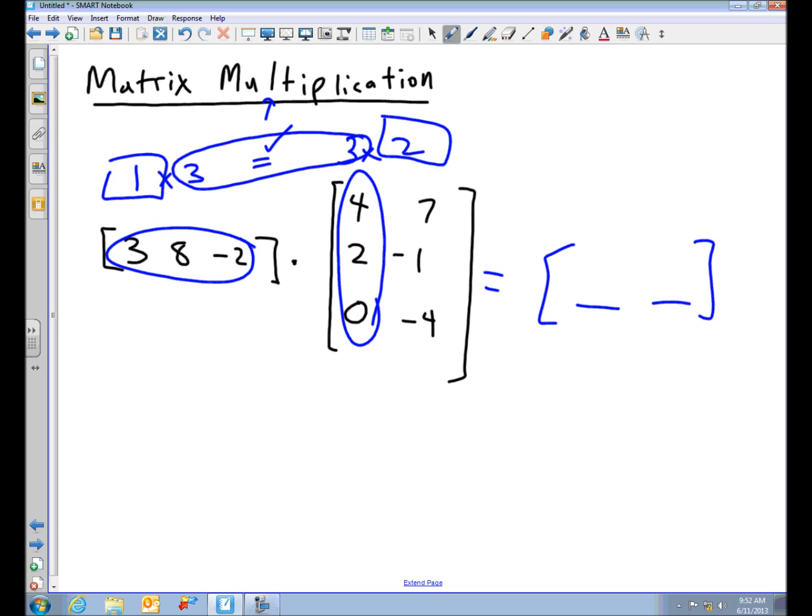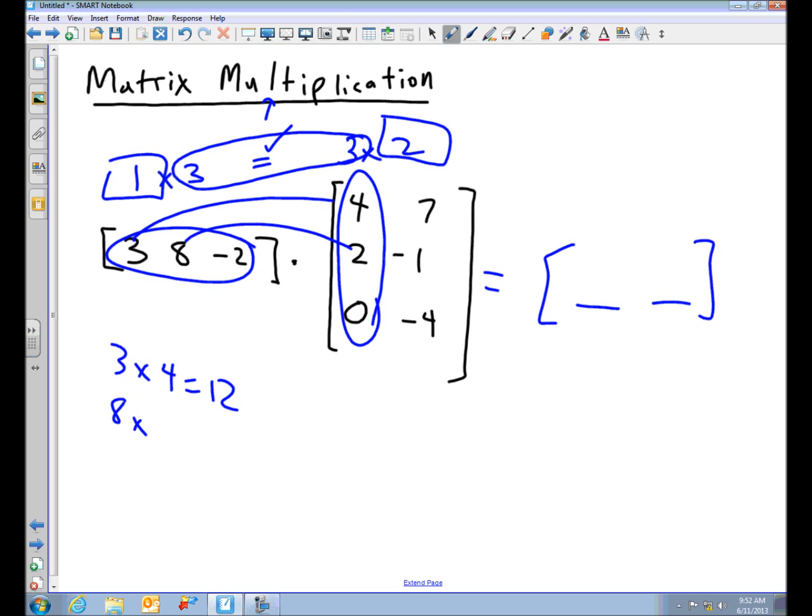So now we're going to go ahead and start multiplying. First we're going to multiply the 3 to the 4. And when we multiply 3 to 4, that's going to give us what value? Take a second to think about it. It's going to give us 12.